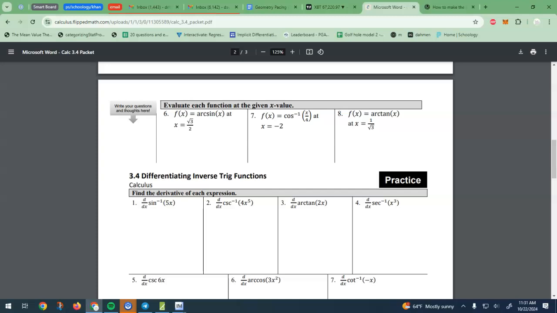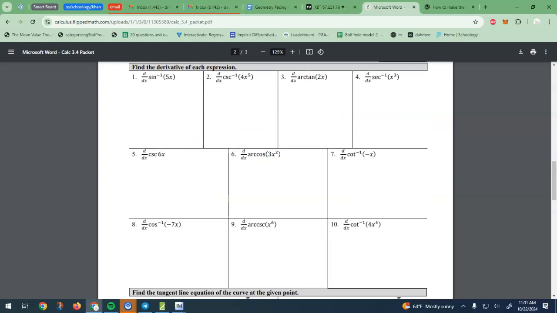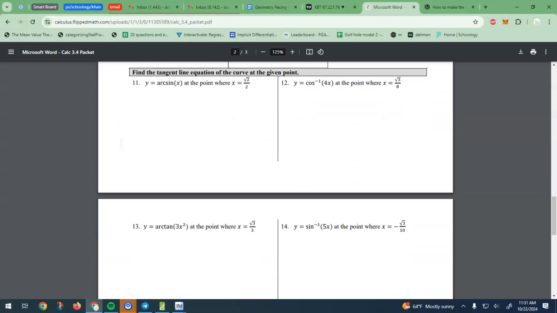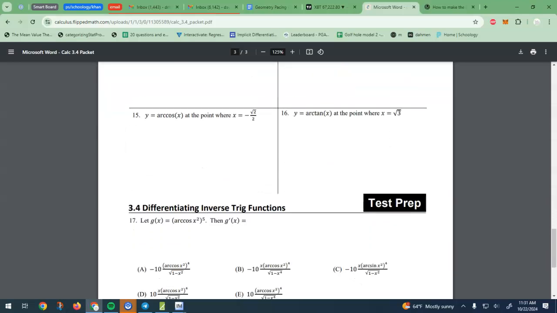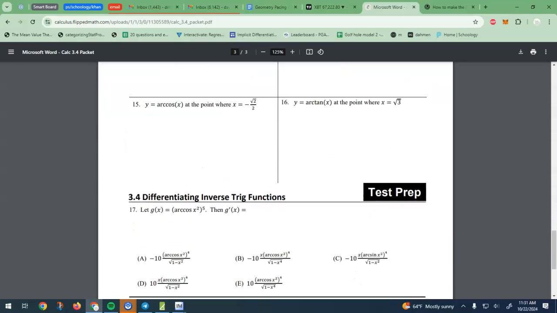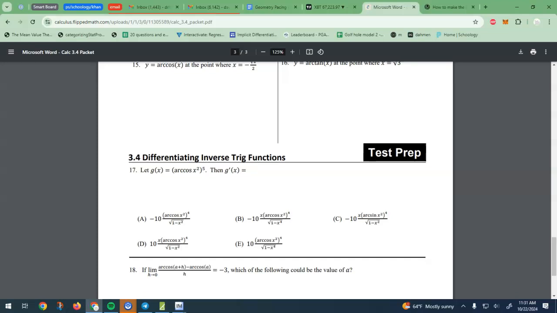6, 7, 8, or nothing, whatever. I want you to know how to do 1 through 16. 17 is through 17.